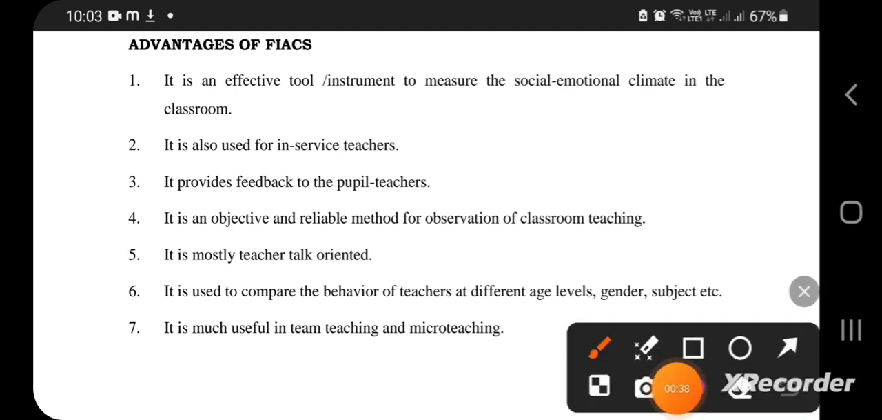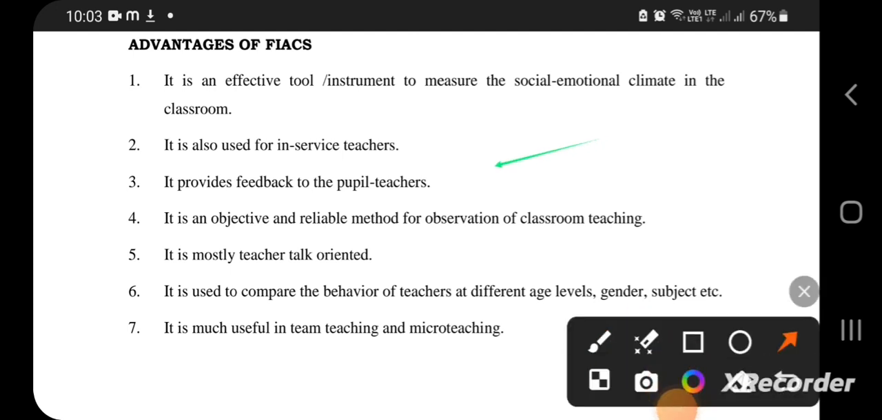Next, number 3, it provides feedback to the pupil teachers. It offers constructive feedback to student teachers, aiding their development and helping them refine their teaching strategies. Next, it is an objective and reliable method for observation of classroom teaching. Flanders interaction analysis provides a structured and consistent method for observing and evaluating classroom teaching, reducing subjectivity and increasing reliability.